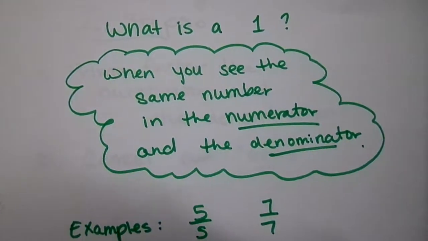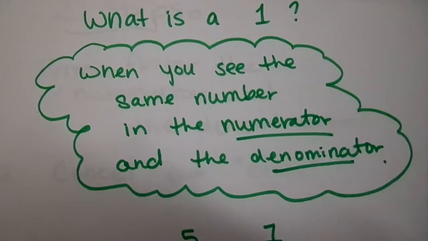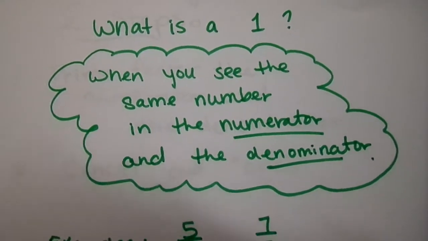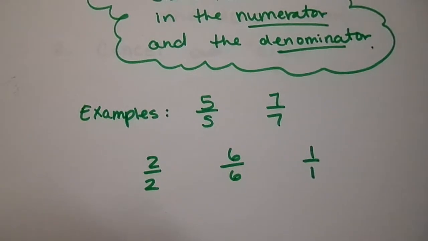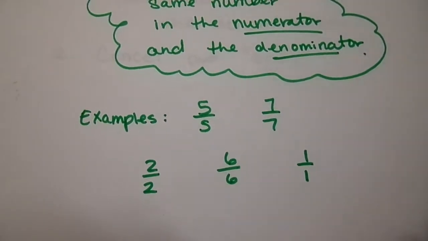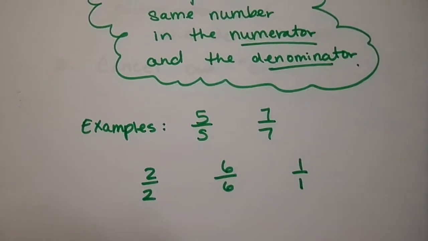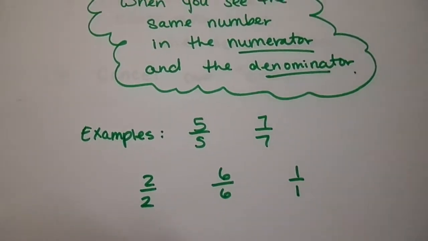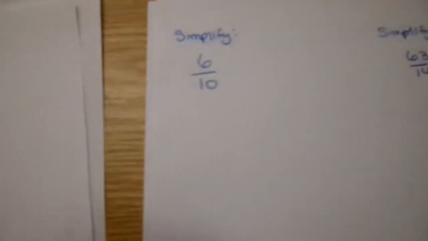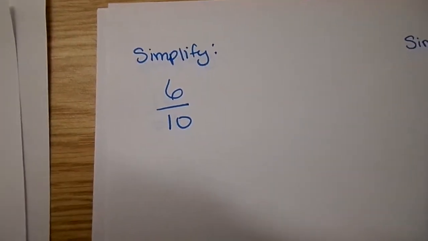So a 1 is when you see the same number in the numerator and the denominator. So for example, 5 over 5 is 1, 7 over 7 is 1, 2 over 2 is 1, 6 over 6 is 1, and 1 over 1 is 1. So the first example we're going to do is simplifying 6/10.